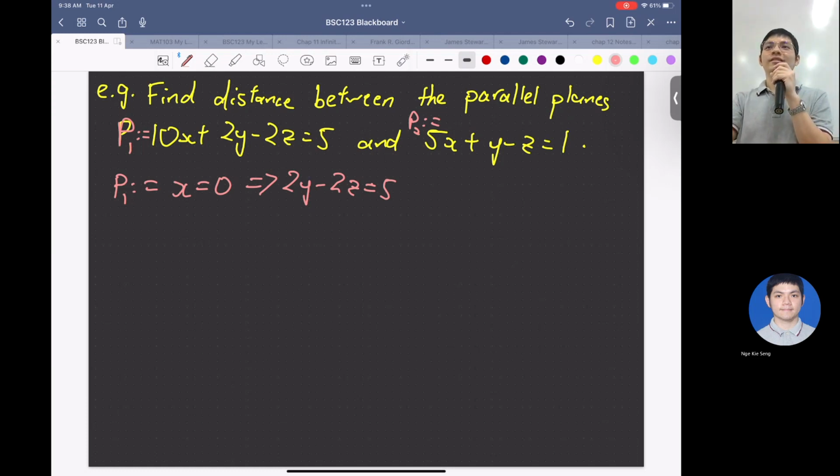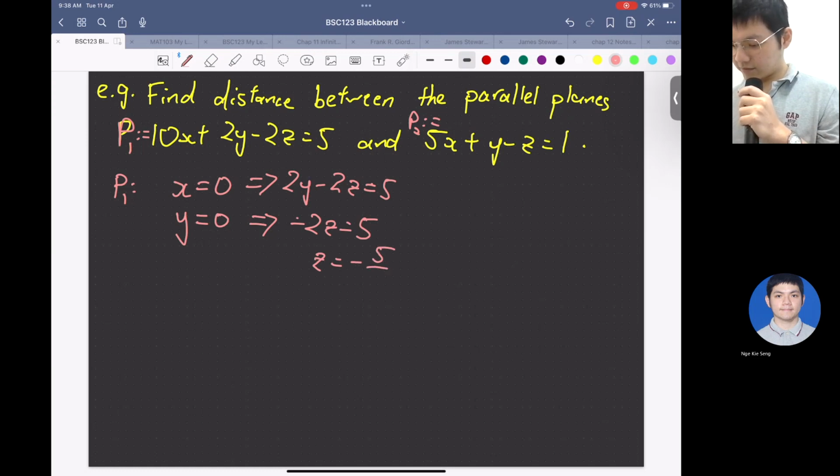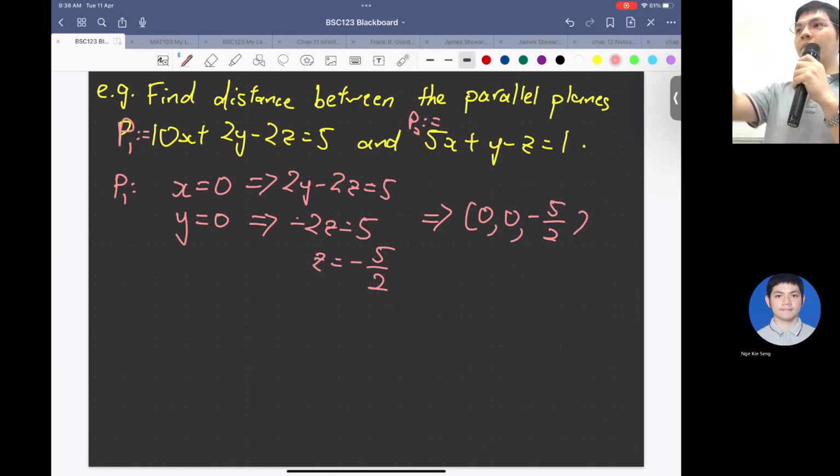So I need a point. How? Set y equals 0 again. Okay, set y equals 0 again. So y equals 0, we'll get minus 2z equals 5, which is z equals minus 5 over 2. So now our point is (0, 0, -5/2). Now we got a point and we got a plane.